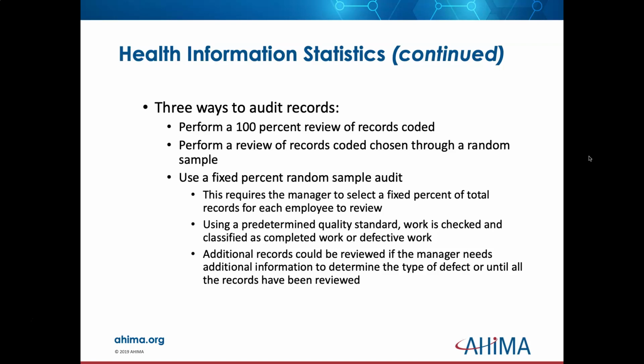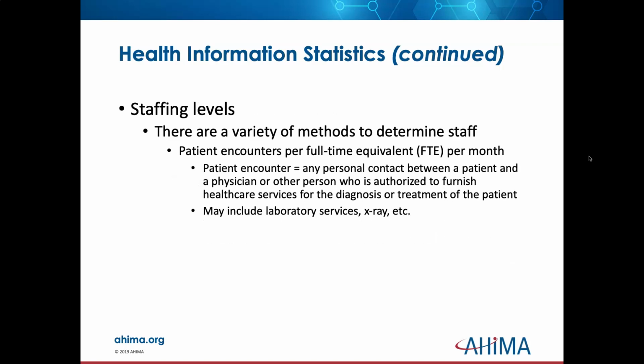And then another example of auditing is to use a fixed percent random sample audit, where you say that we're going to look at 10% of every coder's records, and once we look at that 10%, we're going to be able to classify how much of it is completed or defective, and we'll use that against all of their records. So those are the three types.